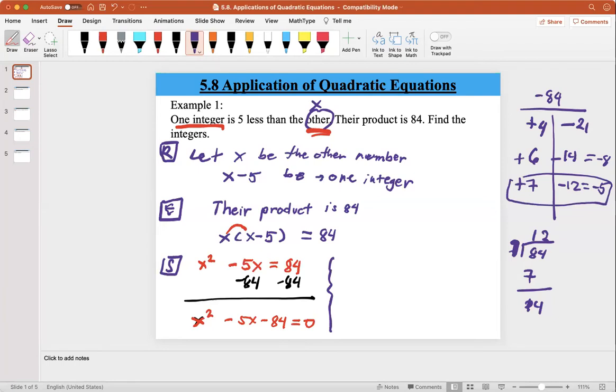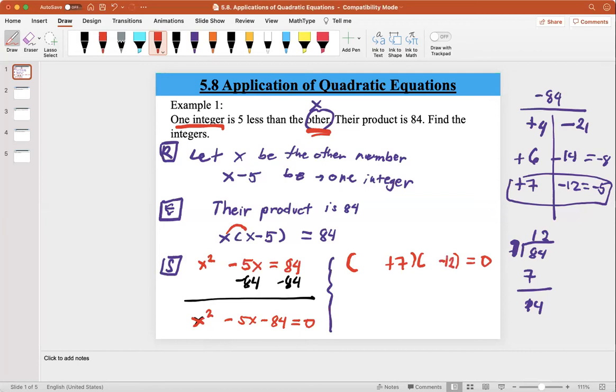So what are those factors of negative 84 whose sum is negative 5? It's going to be 7 and negative 12. So what are your factors here? Let's look at this. We can write here. Right. So we're factoring x squared minus 5x minus 84. So the key to that is to, of course, factor negative 84 whose sum is negative 5. And these are positive 7 and negative 12.